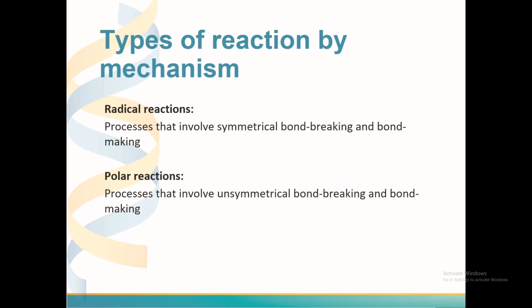Based on how the reaction works, meaning the mechanism, there are 2 types. The first one is a radical reaction, and the second one is a polar reaction. Radical reactions involve symmetrical bond breaking and bond making. What does that mean? We're going to see later on. Meanwhile, a polar reaction is a process that involves unsymmetrical bond breaking and bond making. Again, we're going to see how it works in the next slides.